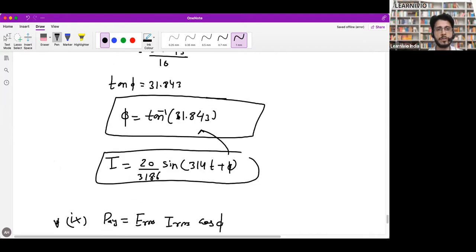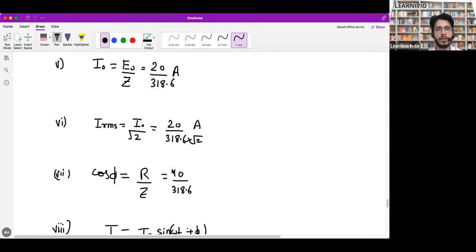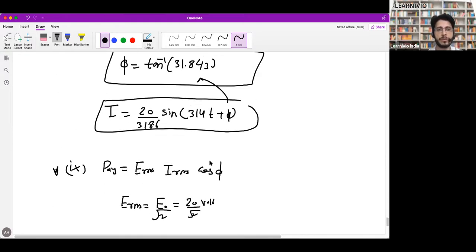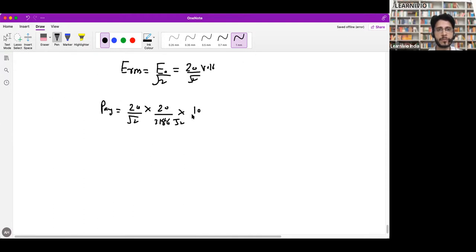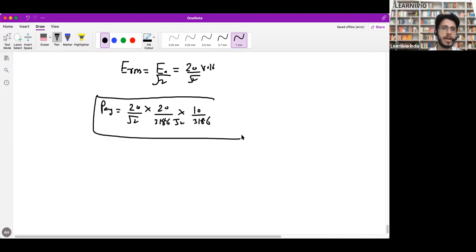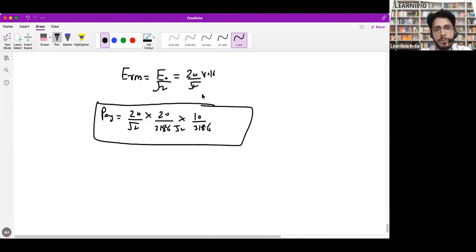Into cos phi. See how much is cos phi? Cos phi is 10 by 318.6. This is the average power dissipated across the circuit. This is the average power. This is it.